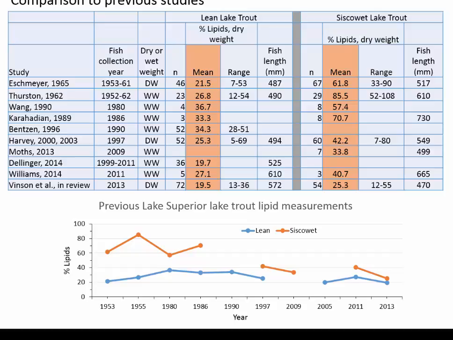Basically, there hasn't been much of a change in any of the studies through time for lean lake trout. For Cisco-wet lake trout, it seemed like it dropped precipitously from the 1955 sample. Any sample taken after 1960 is precipitously less than it was before, except for that one sample in 1986. But again, sample size is fairly small there. And that was also an unreported length. That's what I was trying to look for. So I don't know what the length of those fish were for that value.